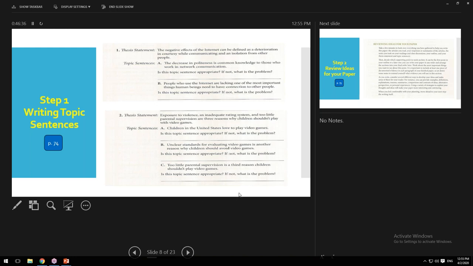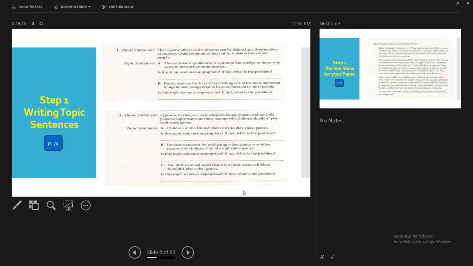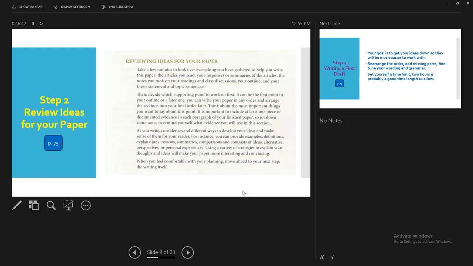Okay, then let's move ahead. Now that was step one, which is writing the topic sentence. Step two, we said, review ideas for your paper. You can read this page 75. I'll go through it quickly with you.